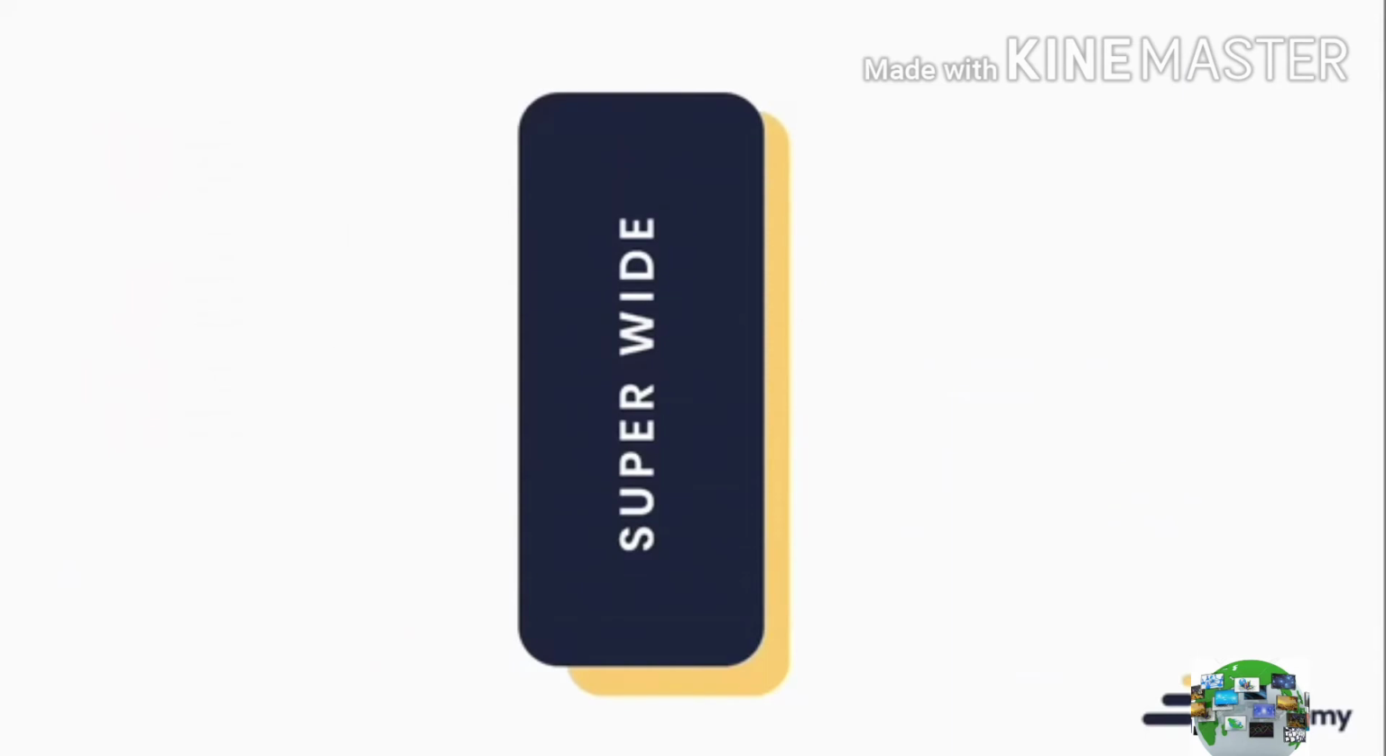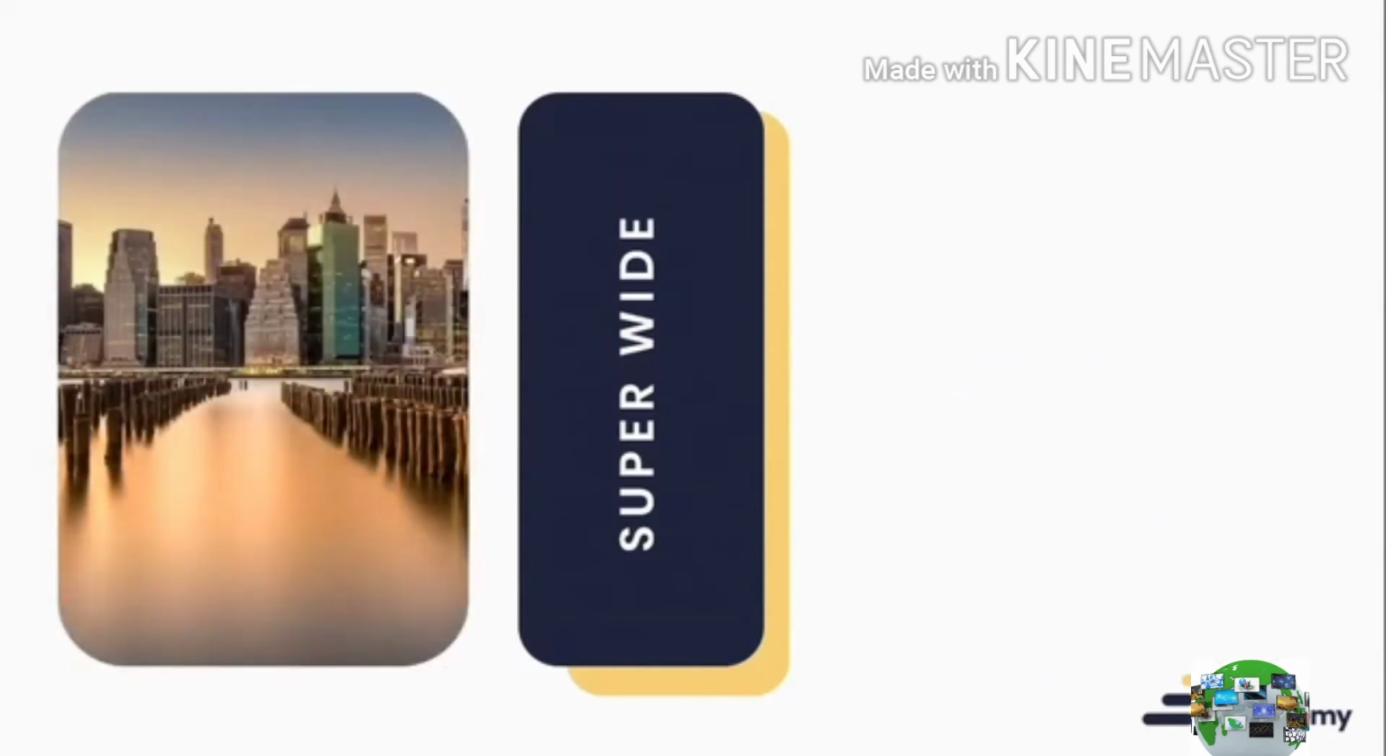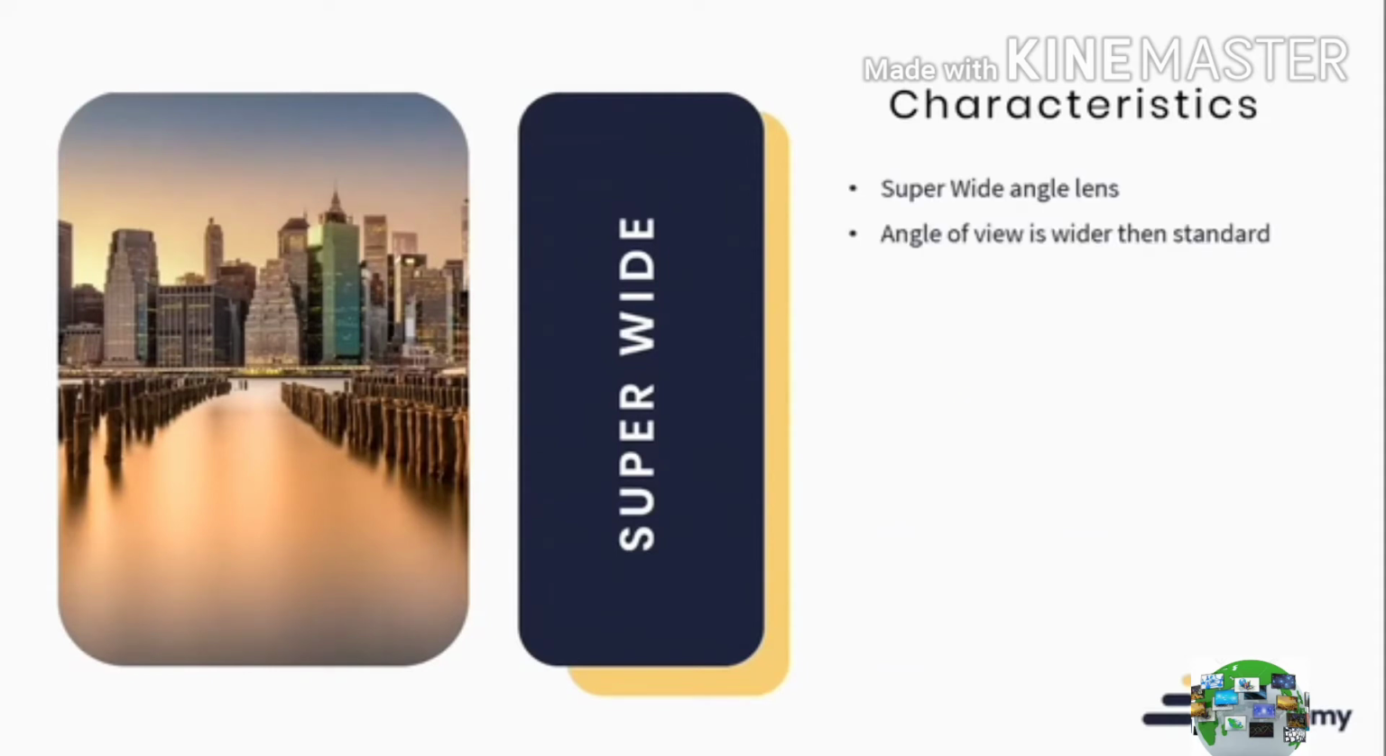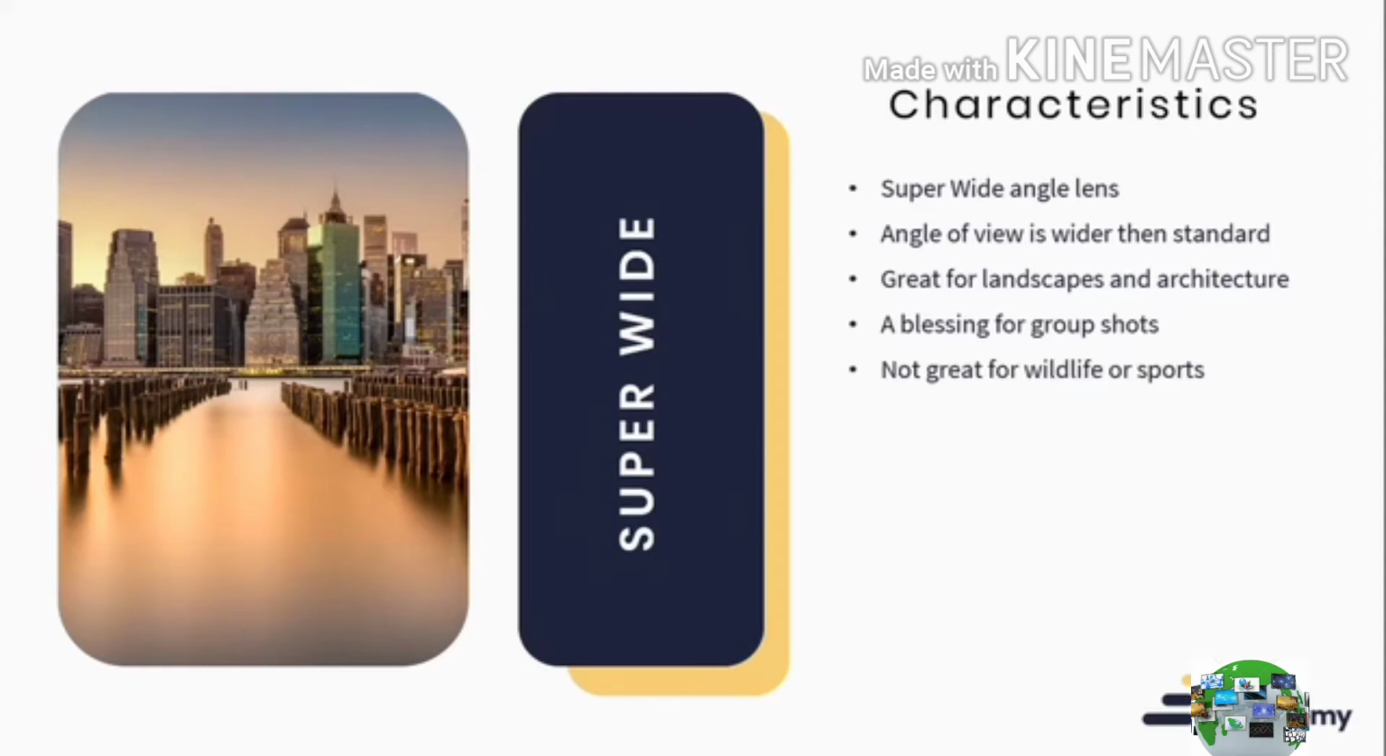Now, our next lens to have a look at is our super wide lens, if you're lucky enough to have more than one lens in your camera. And this is much wider than our standard lens, the one that we saw previously. We have a much wider angle of view, which makes it great for landscapes and architectural photographs in particular. It's a blessing for group shots as well. So if you're doing any kind of wide shots, like say for example you happen to be at a wedding and you have to capture a large group, it's great for that type of photograph as well.